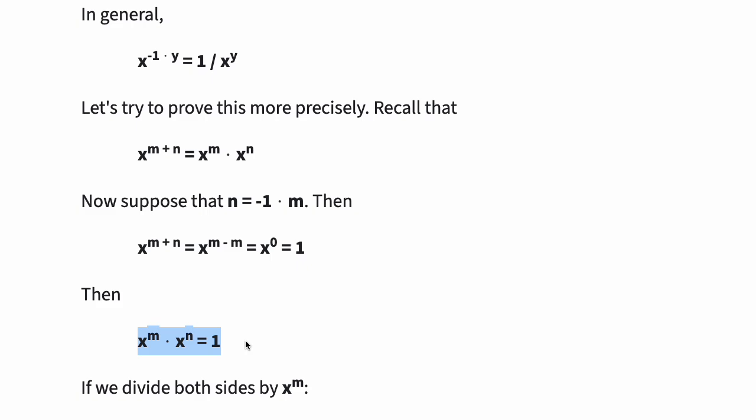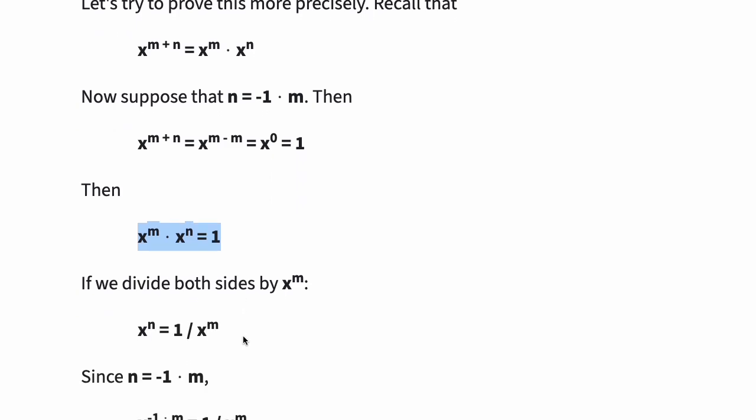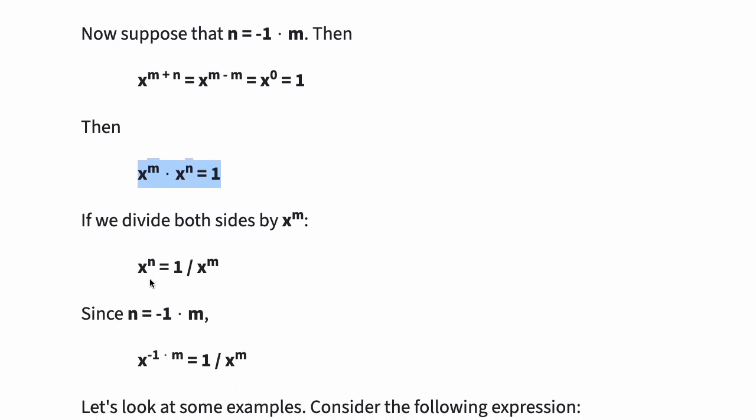If we divide both sides by x to the m, we get x to the n equals 1 divided by x to the m. Since n is equal to negative 1 times m, x to the negative 1 times m is equal to 1 divided by x to the m.